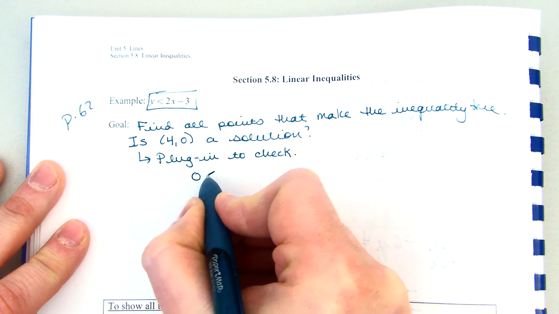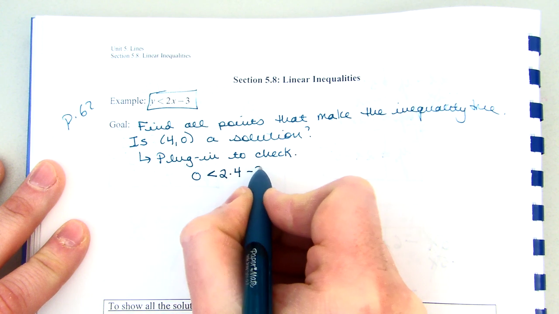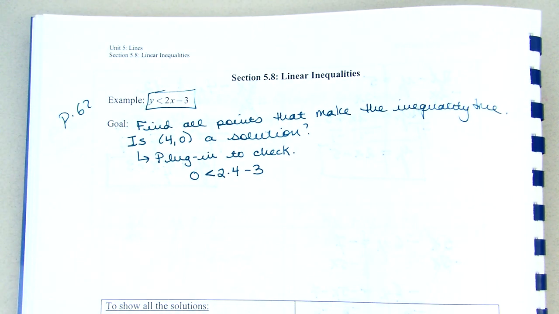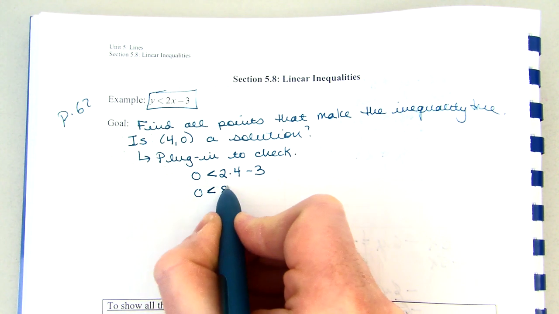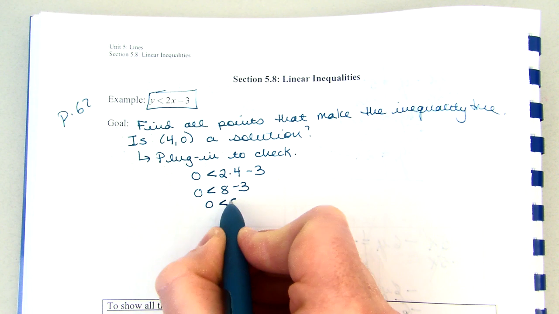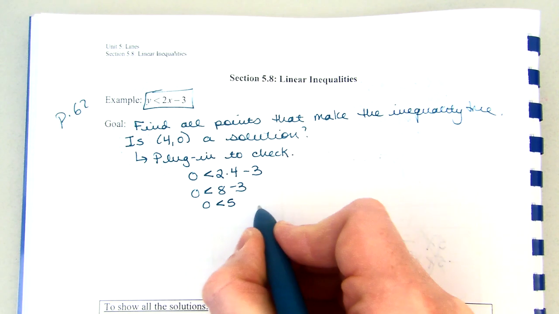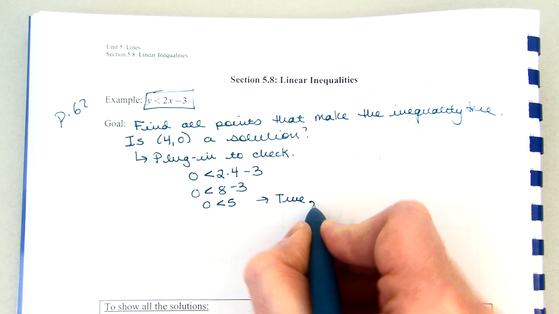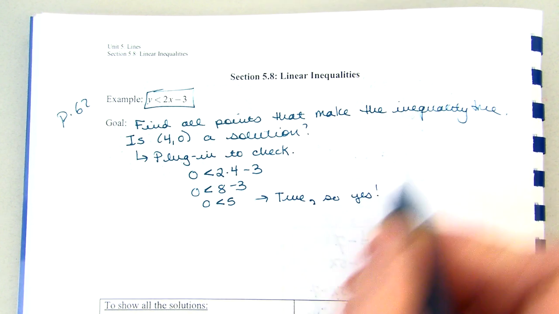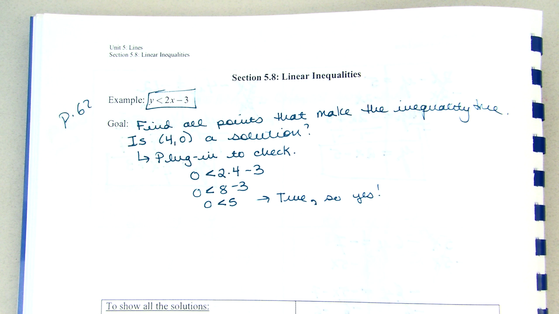So I'm going to get 0 is less than 2 times 4 minus 3. Well, what's 2 times 4? Is 0 less than 5? Sure, 0 is less than 5. That's true. So the answer is yes, 4 comma 0 is one of my solutions. I got a true inequality when I was done. That means 4 comma 0 is a solution.